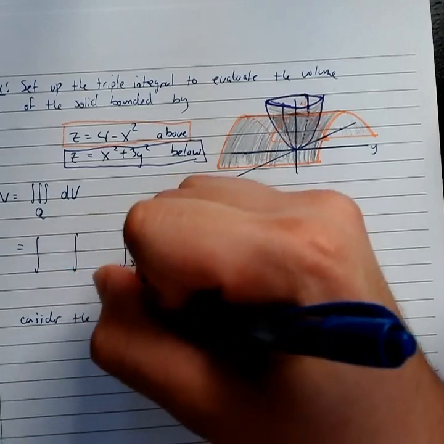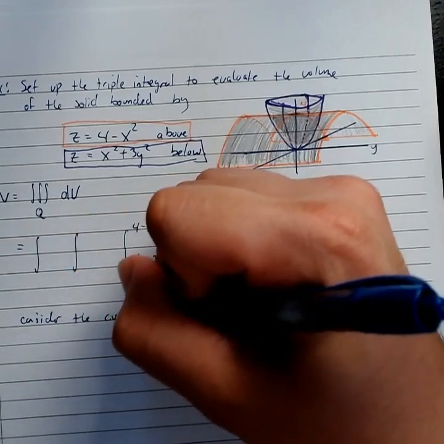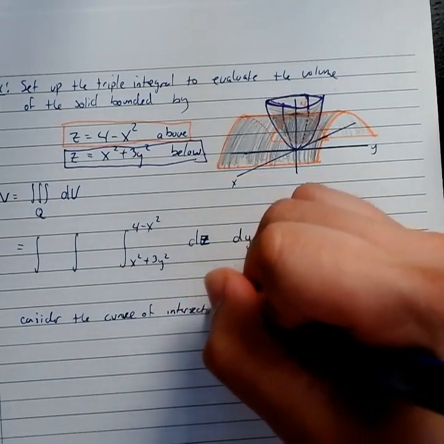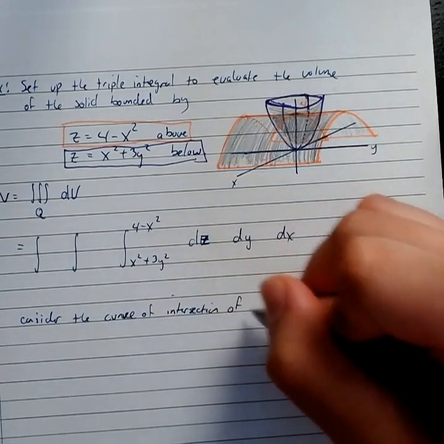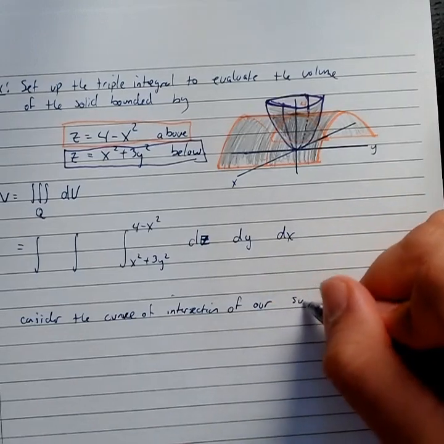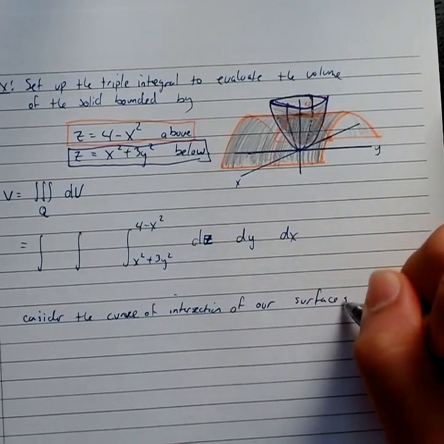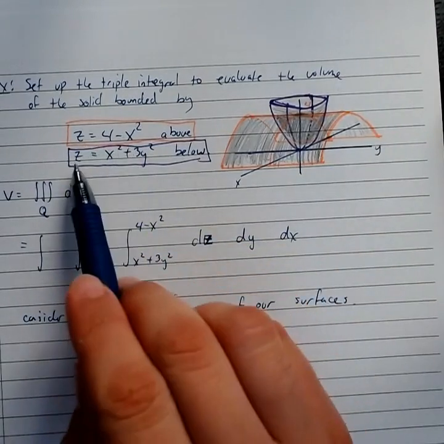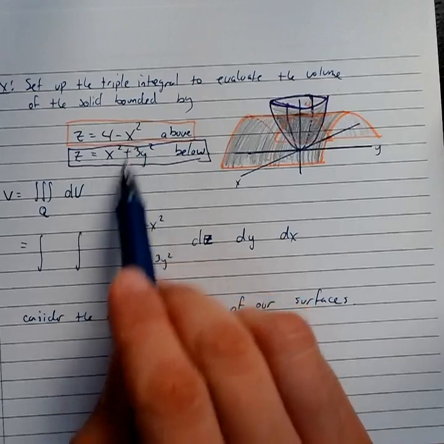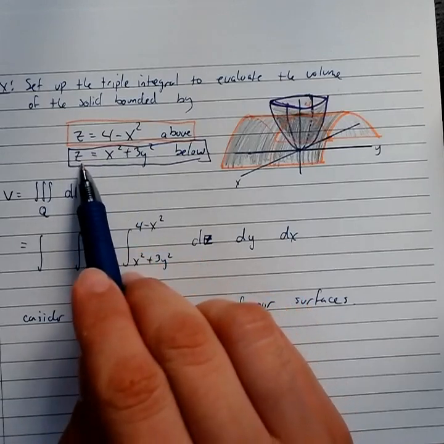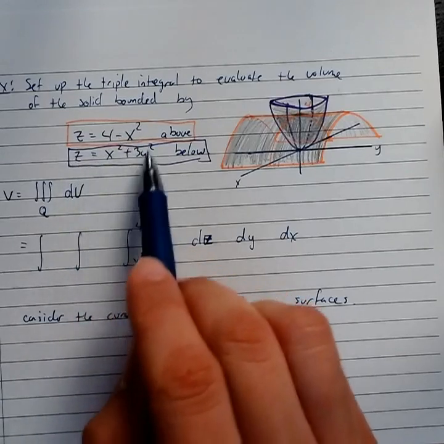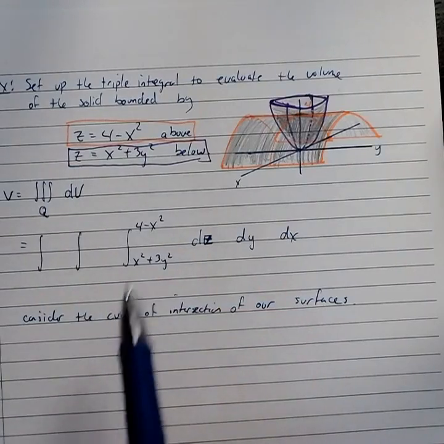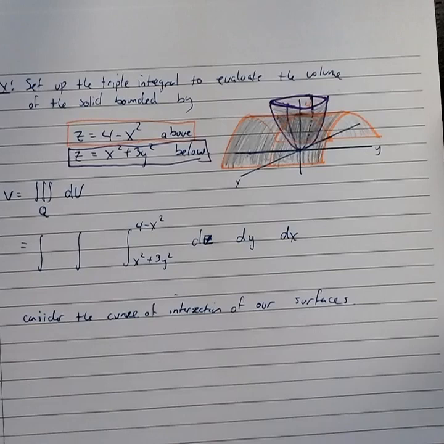Consider the curve of intersection of our surfaces. Well, that's pretty straightforward. z is equal to this and z is equal to that. So if they're intersecting, this z should be equal to that z, which makes this expression equal to that expression. It's just like back in basic algebra. Where do two things intersect? Let's set them equal to each other and see what happens.